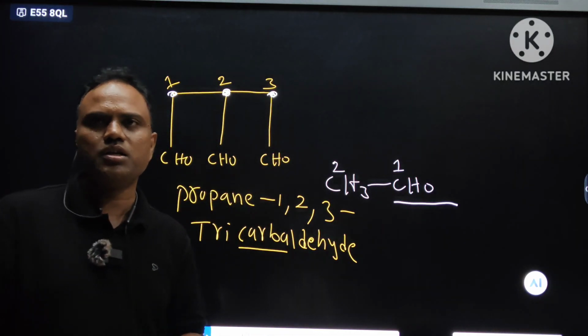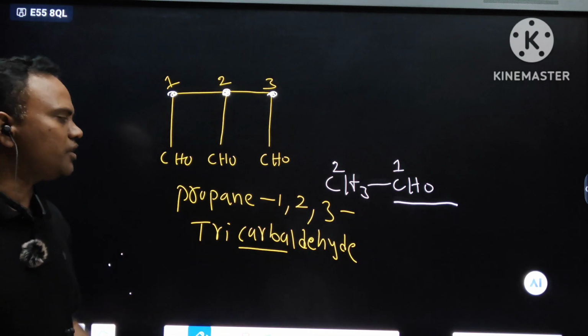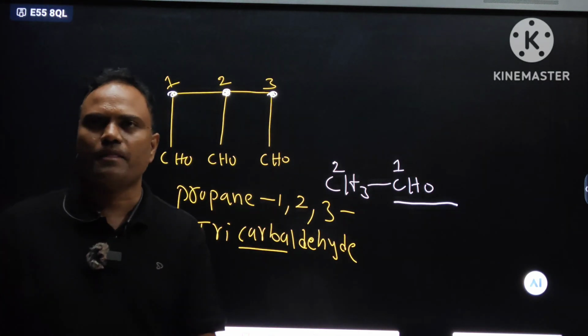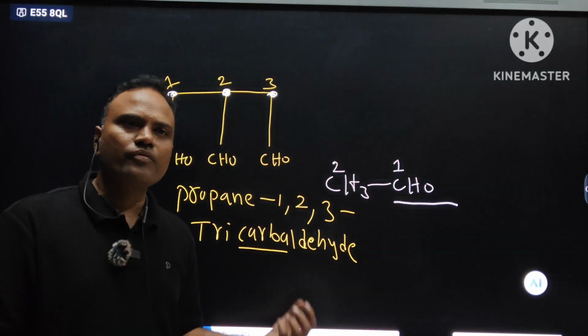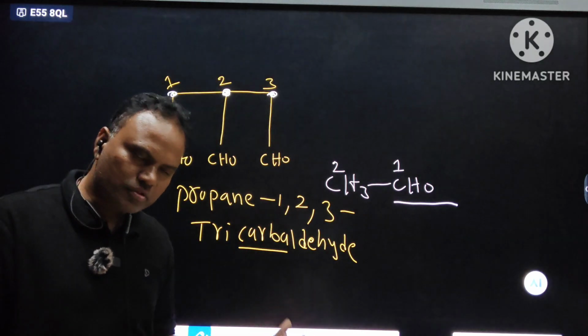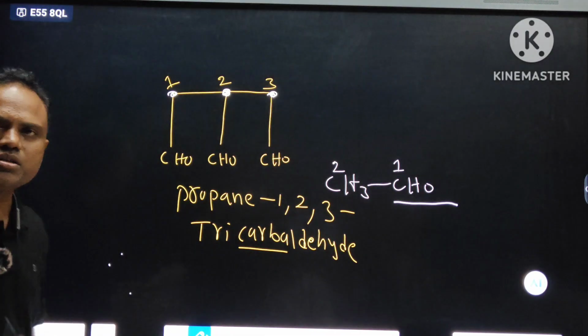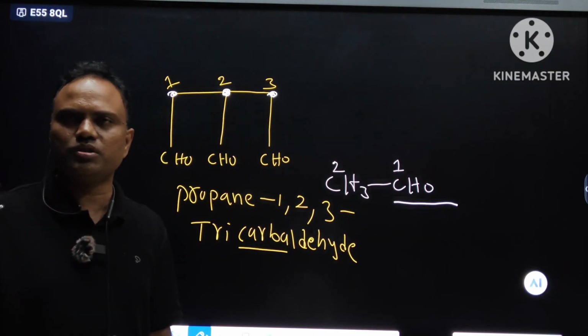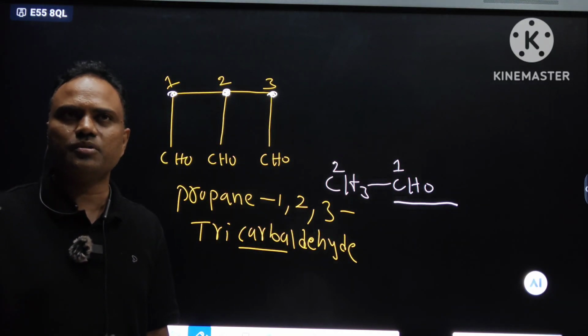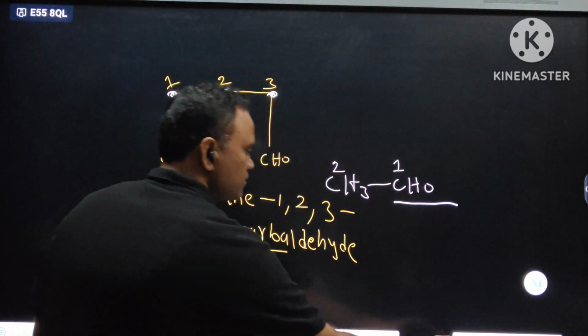Clear? Online students? Propane 1, 2, 3, tricarbaldehyde. When will the carba word come? When we use this nomenclature. Yeah. Online students, did you get this? The carba word. Is it okay for everybody? Respond. Next.